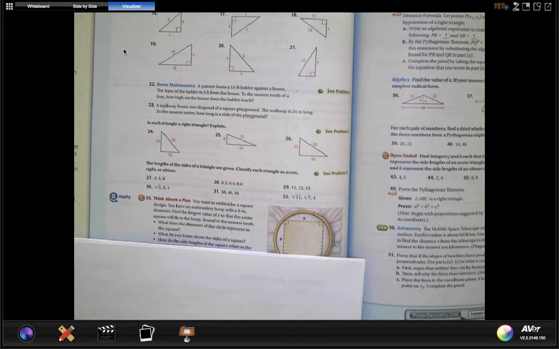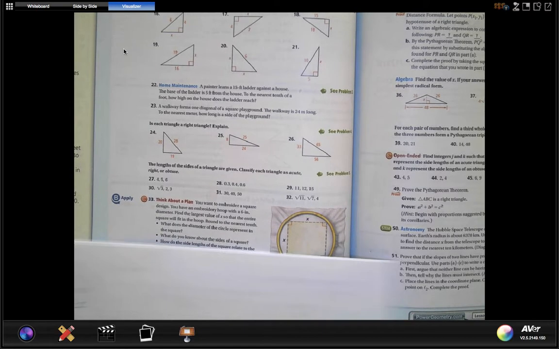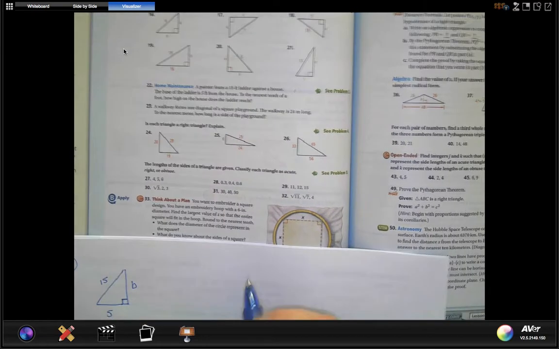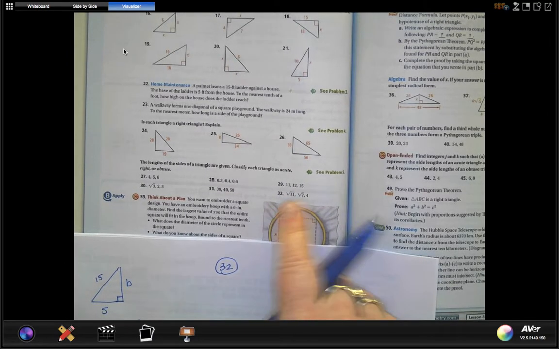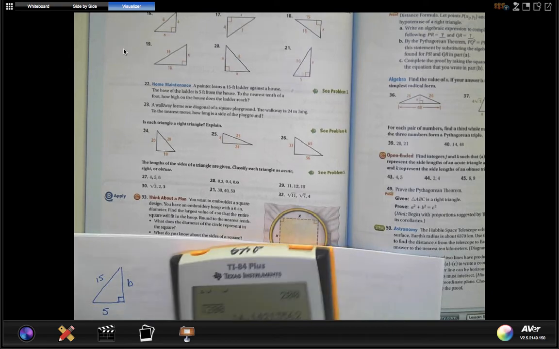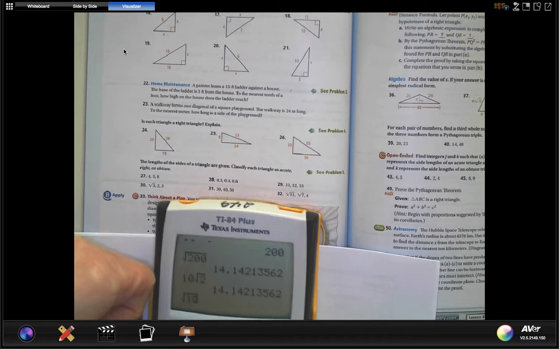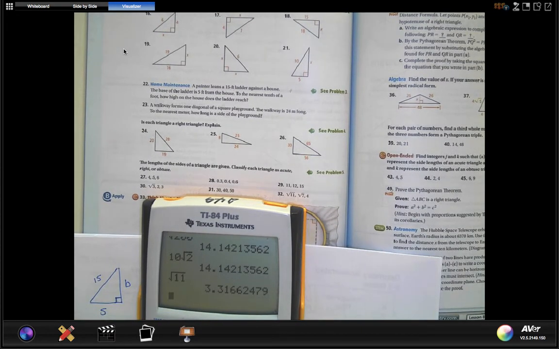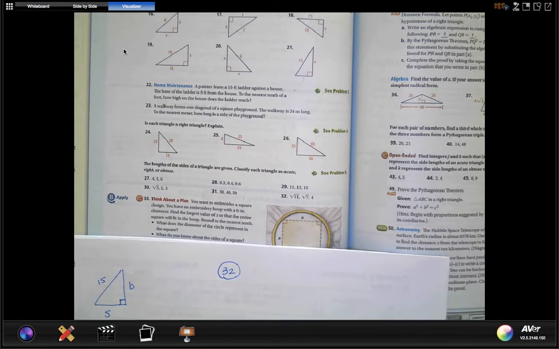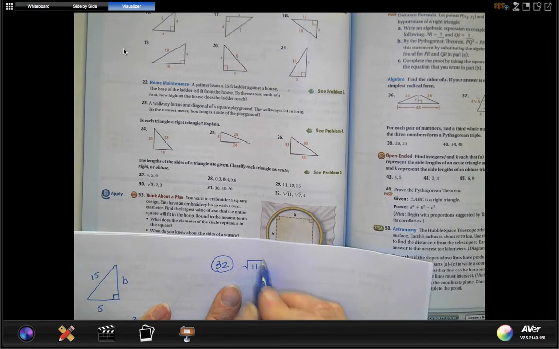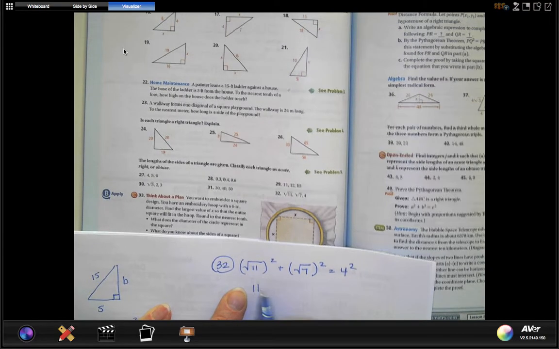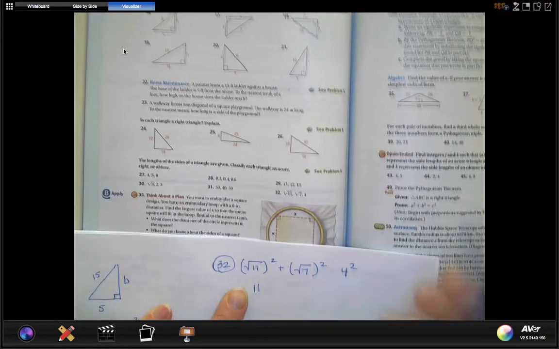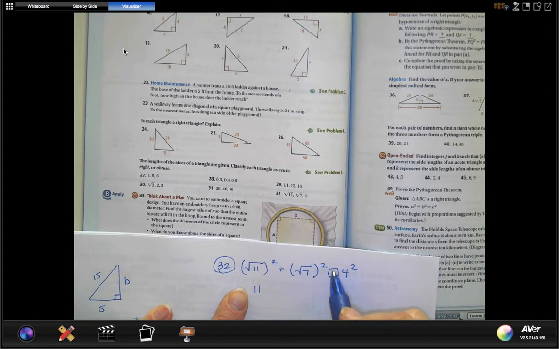So it says here, the lengths of the sides of the triangle are given. Classify each triangle as acute, right, or obtuse. All right, so in 32, if you don't know whether the square root of 11 is bigger than 4, then check. So, okay, look, 4 is the biggest side. So then I'm going to have the square root of 11 squared plus the square root of 7 squared, and I'm trying to figure out what it is compared to 4 squared. So that's a question mark.